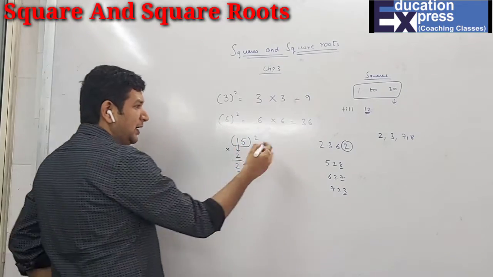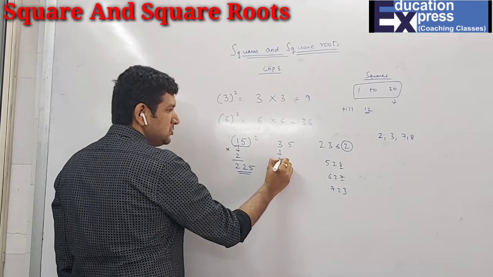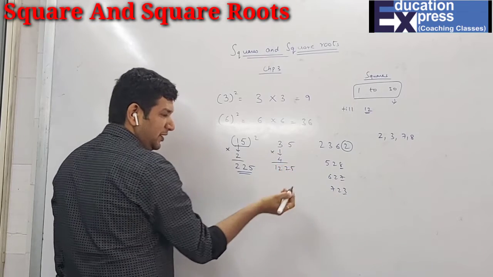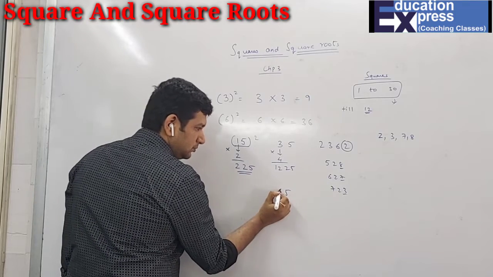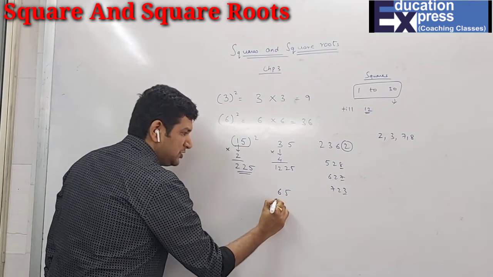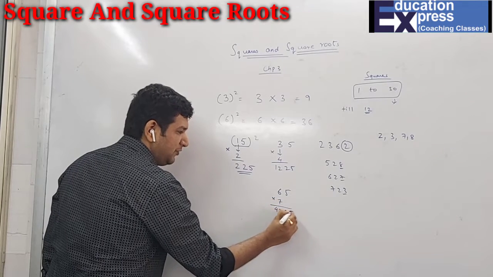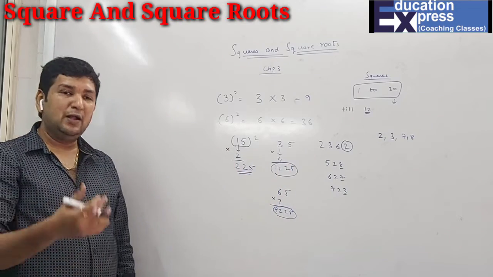Example, I'll take a little bigger number now, 35. After 3 what comes? 4. 3 4s are 12. Square of 5, 25. Example one more, 65. Now after 6 what comes? 7. 6 7s are 42. Square of 5, 25. Hence, now you will know how to find the square of any number which has 5 as a unit place.